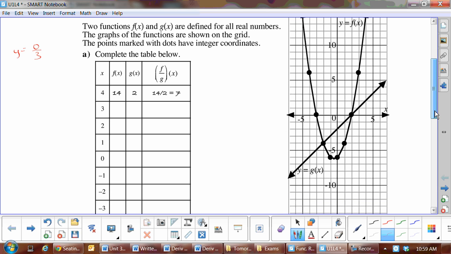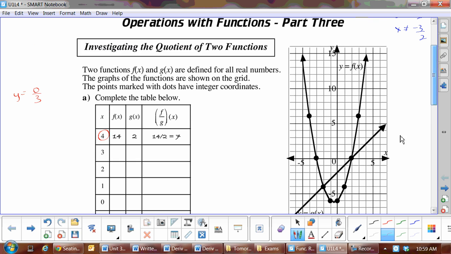So if I look at x equals 4, here's 4 right here. I am looking at my 2 y's. So there is 14 divided by 2, and 14 divided by 2 gives the answer of 7. So now, in line on the 4, I'm going to put 7 in there. There's 7.